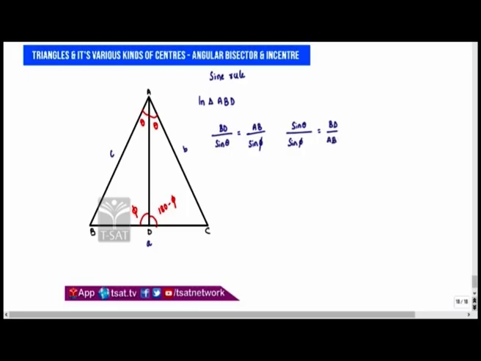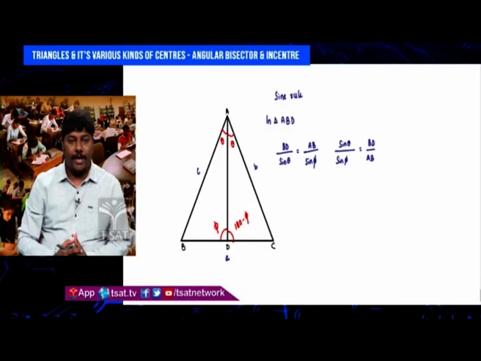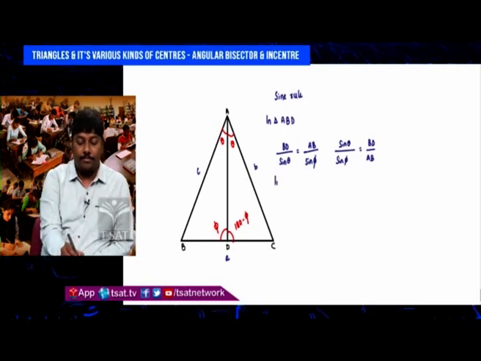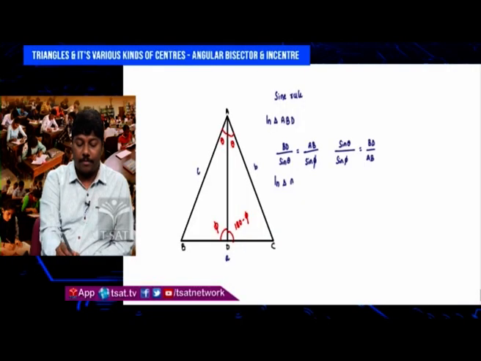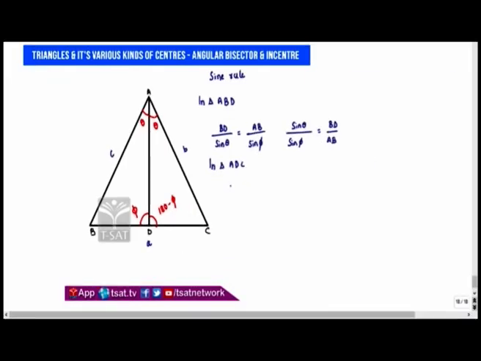Now look at the triangle ADC. In triangle ADC also, the side opposite to angle theta is DC. Therefore DC by sin theta is equal to AC by sin of 180 minus phi. We all know sin of 180 minus phi is the same as sin phi.